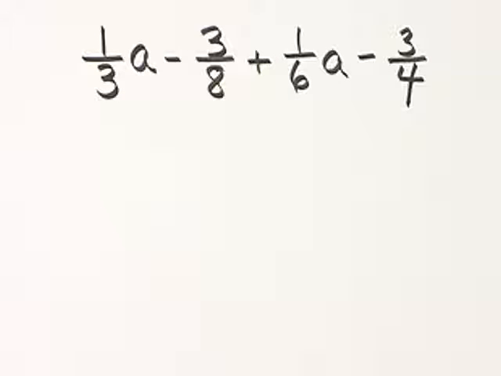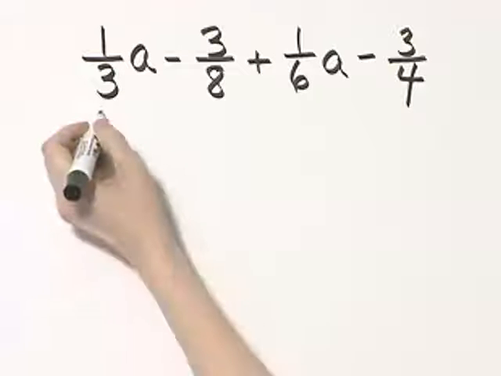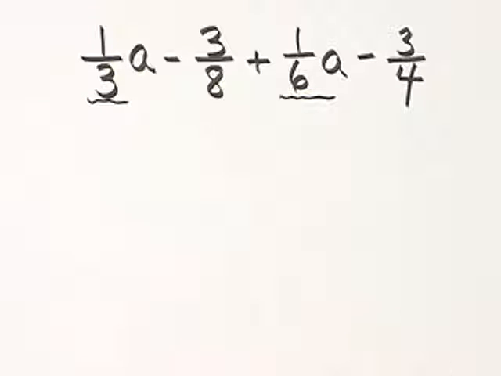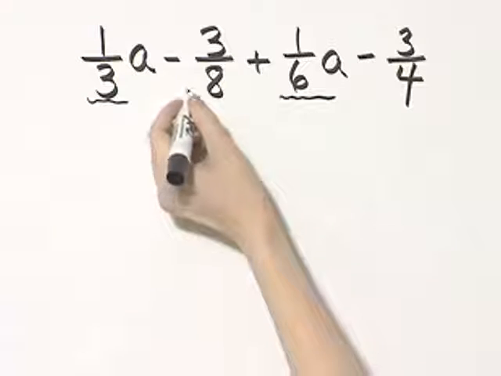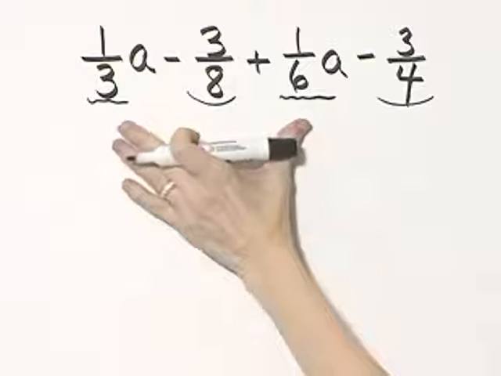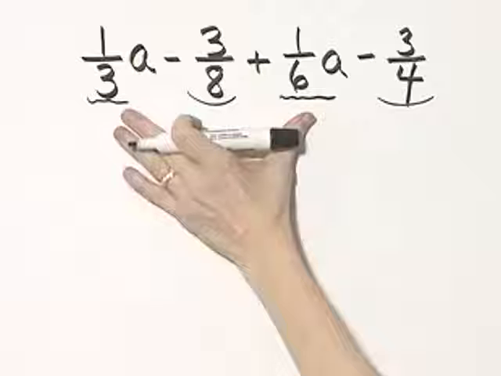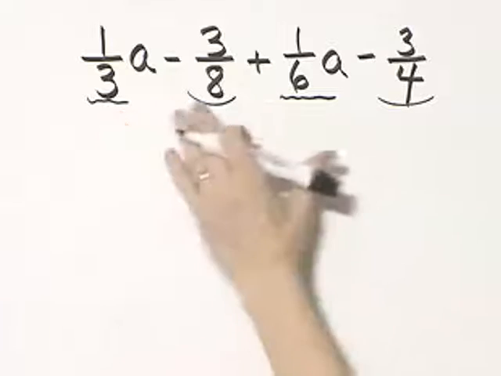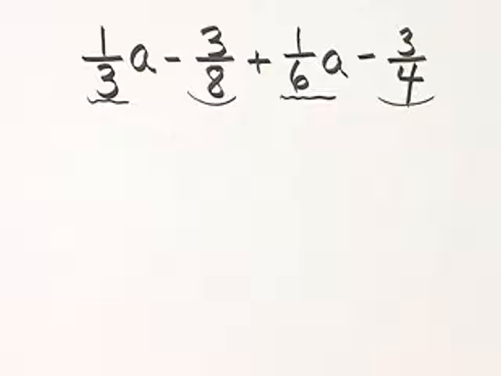Let's simplify this expression. Now notice we're looking first for like terms. These two terms are like terms, and these two terms are like terms. Now, in order to combine these two terms, we need a common denominator, but we don't need a denominator that's common to all four terms, just the ones that are like terms.